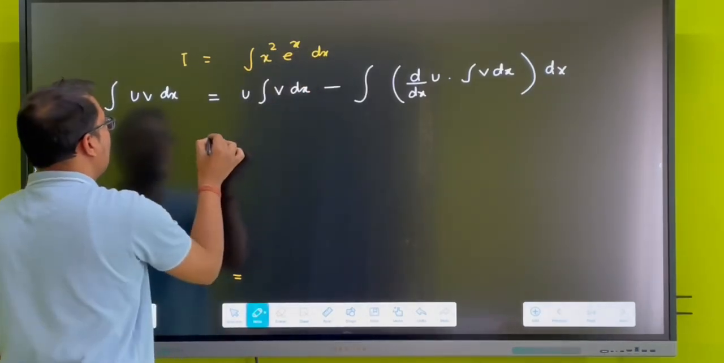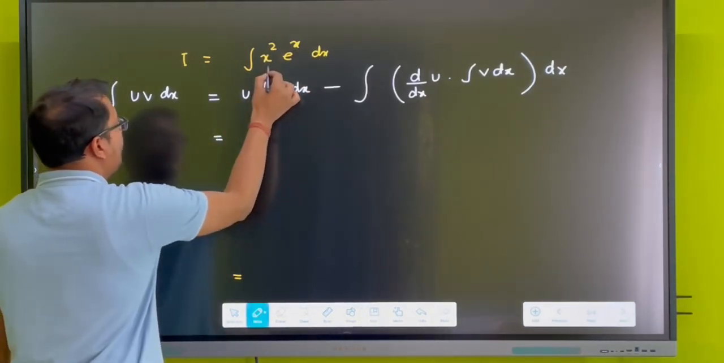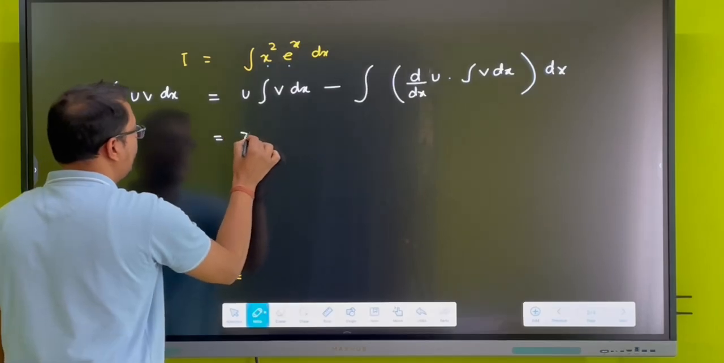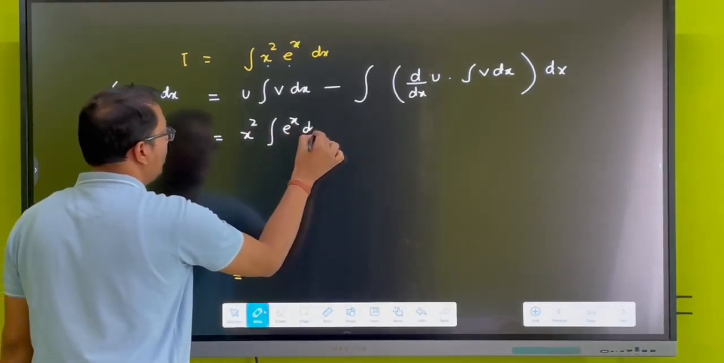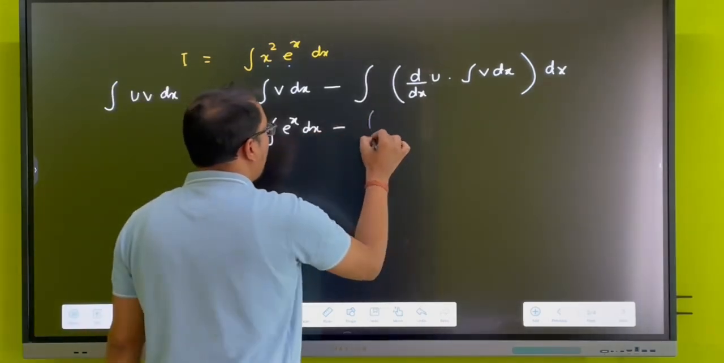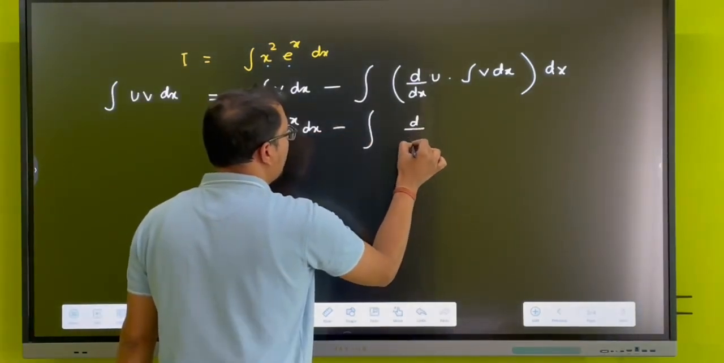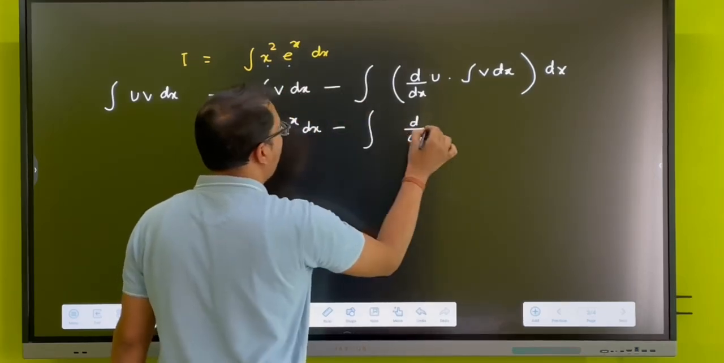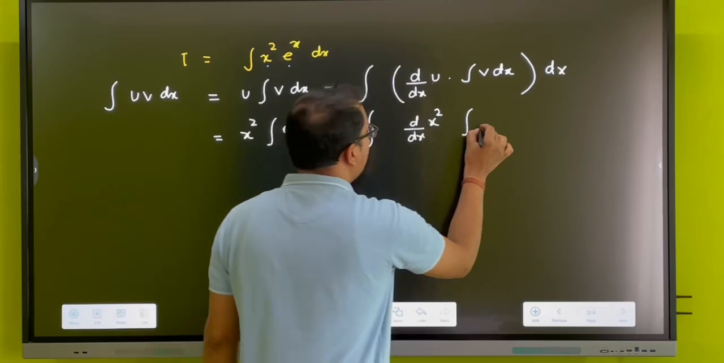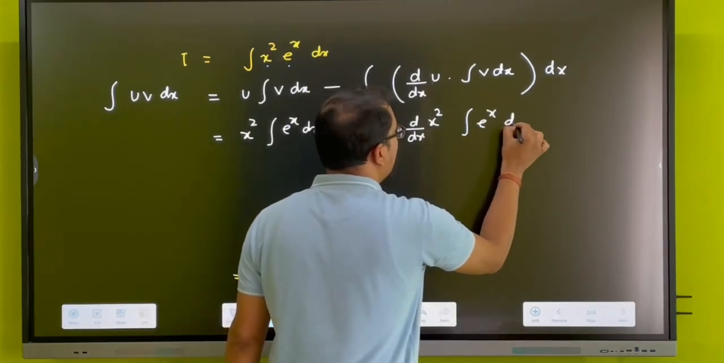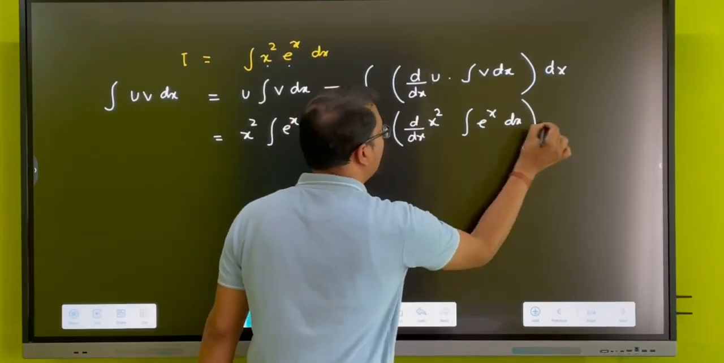So I is given like this. What will we do? This is the first function, this is the second function. So bring the first function here, integrate the second function, then again differentiate the first function. In our case, the first function is x squared. So write down x squared, then integrate the second function, that is e to the power x dx, whole bracket dx.